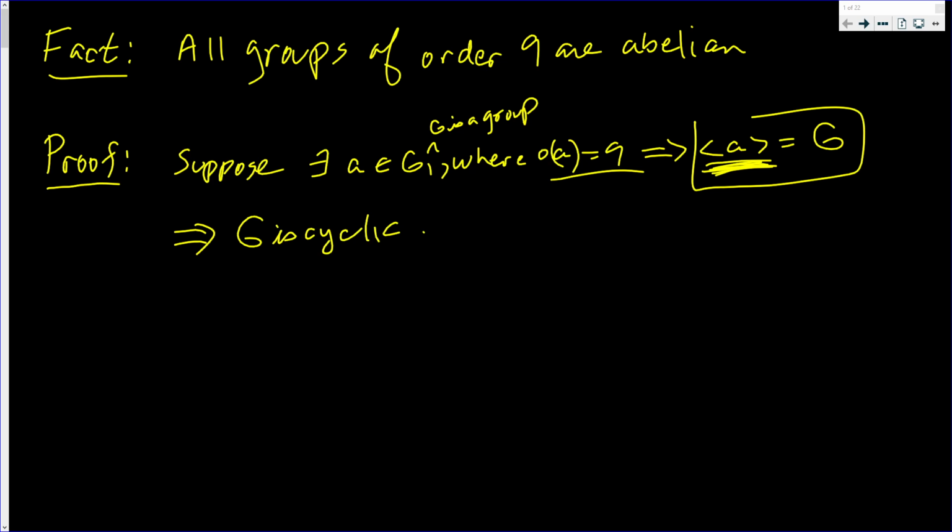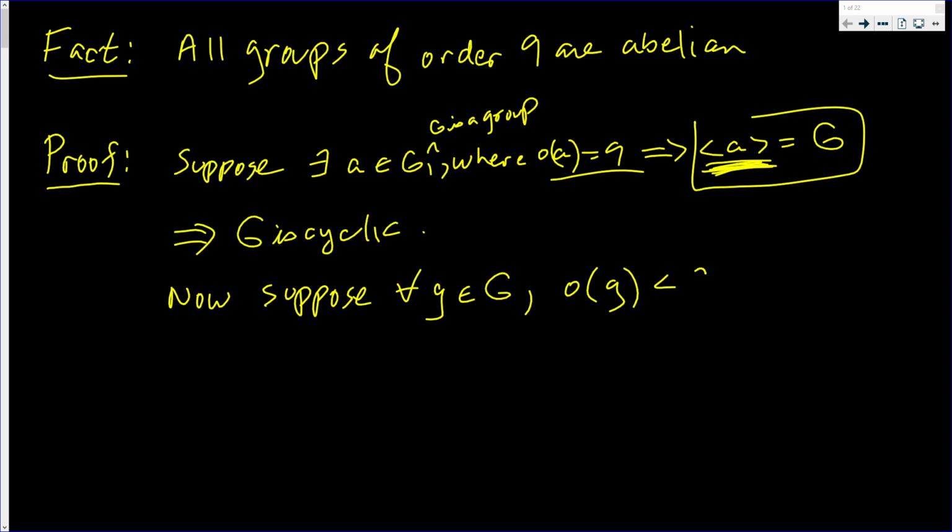Okay, so let's suppose that no element is of order 9. Now suppose for all G in the set G, the order of G is less than 9. That is, the subgroups generated by all the elements are proper subsets of G.